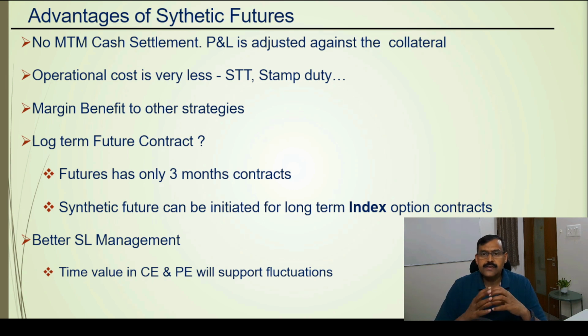When you initiate a synthetic future, you have 2 legs, one call option and one put option. Depending on weekly expiry or monthly expiry, the premiums are different. Let us assume the combined premium is 1000 rupees for call and put option together. What is the contract size? 1000 into 100, 2 lots, because there is one call option and one put option. The contract size becomes 1 lakh rupees. Now the STT gets calculated on the contract size, which is 1 lakh rupees. See the big difference between the operational cost between futures and synthetic futures.